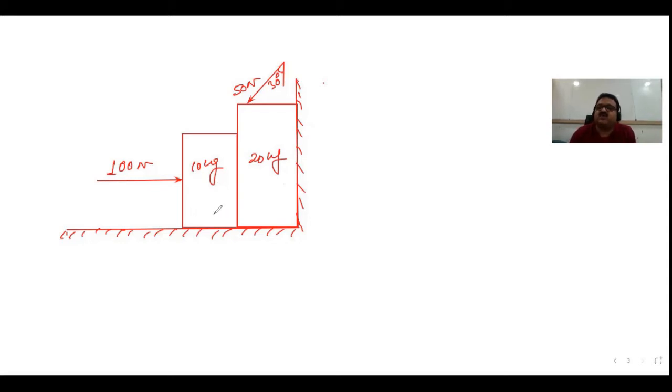First of all, mark all the forces which are acting. 10 kg, that means 10g acting downward. Okay, 20g acting in this direction. So 10g, that is equal to 100 Newton, and 20g, that is equal to 200 Newton.